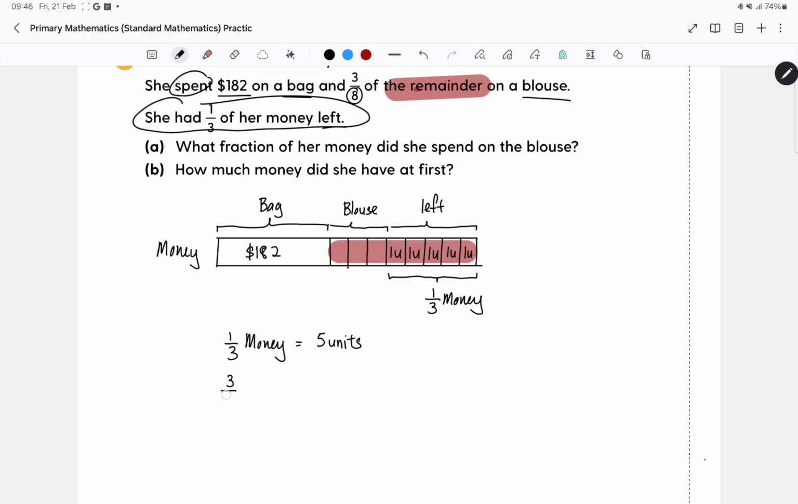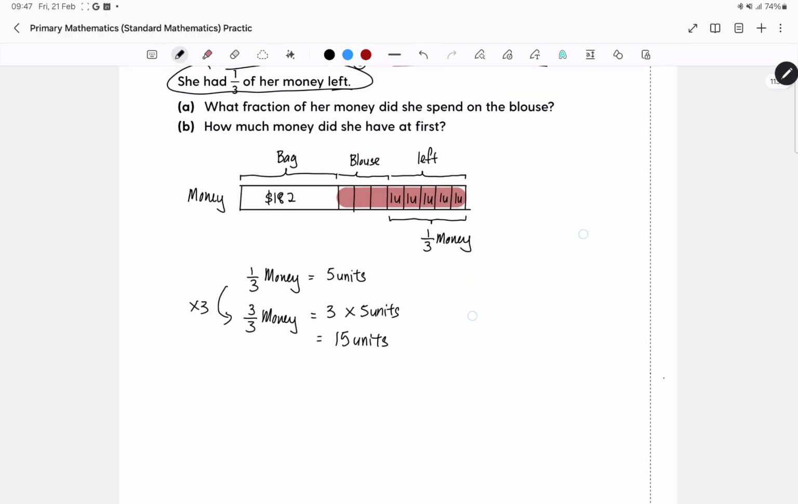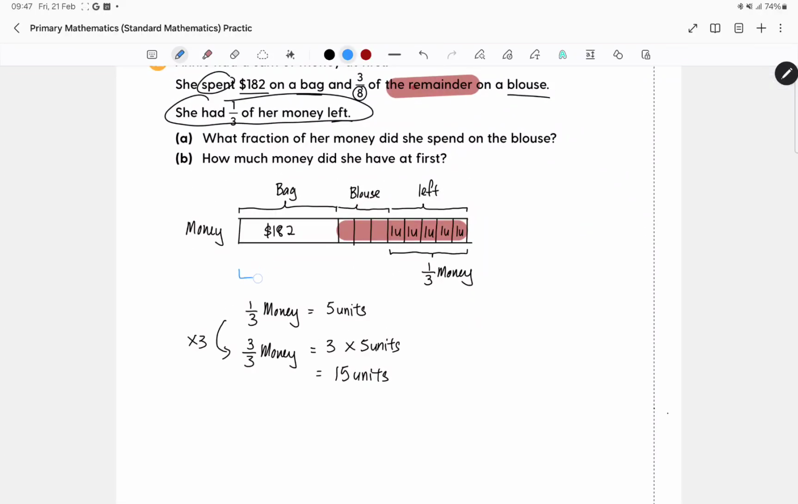With that, we should be able to find the entire sum of money. How many units should that be? If 1/3 equals 5 units, to find 3/3, which is 1 whole, you multiply by 3. So 3 groups of 5 units is a total of 15 units. The entire sum of money will be 15 units. What we can see visibly is only the 8 units.